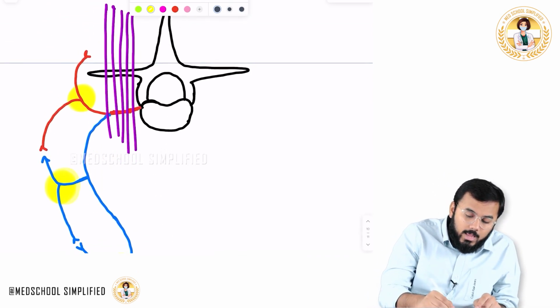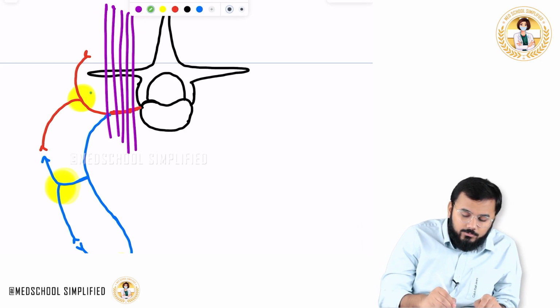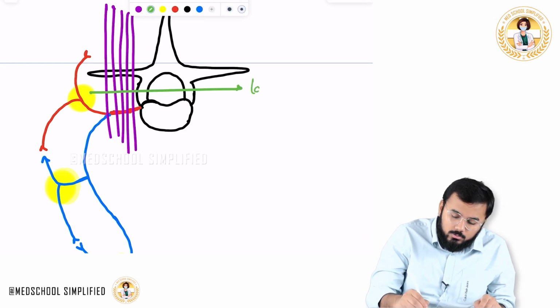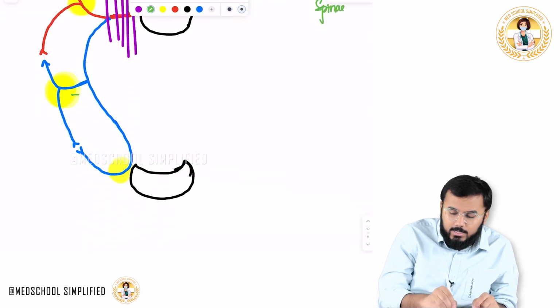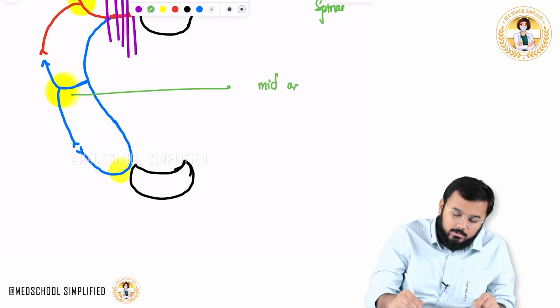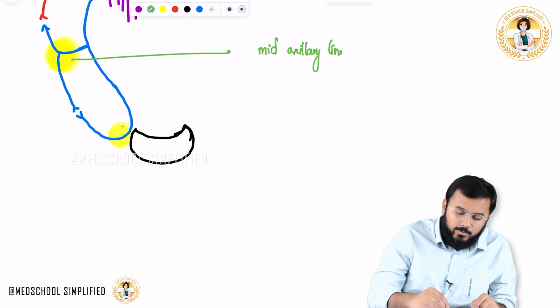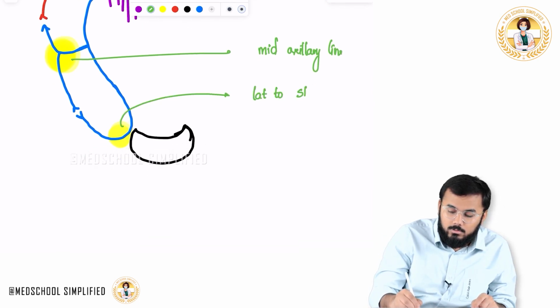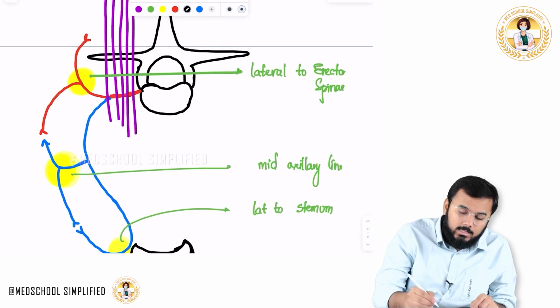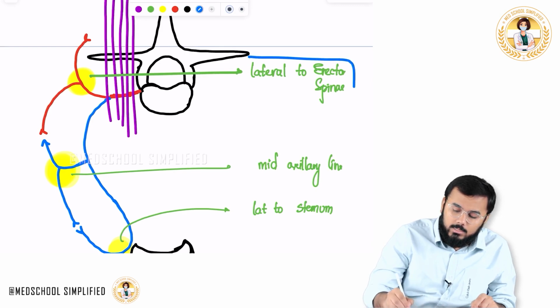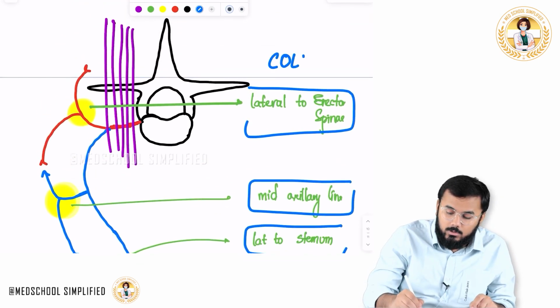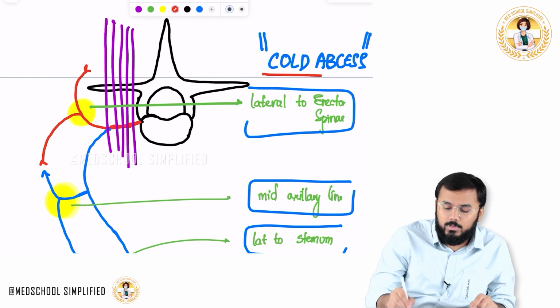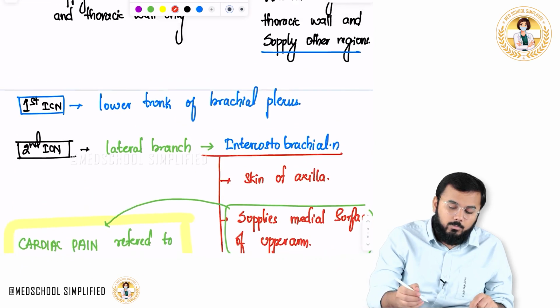So three locations where the cold abscesses are formed. Where are these locations? The first important location is lateral to the erector spinae. Then here it is in the mid axillary line, and finally here it is lateral to the sternum. So these are the three important locations where these cold abscesses are formed. So what are these? These are cold abscesses. Cold abscesses are formed in these locations over here. This is one of the very important things which you need to know, guys.